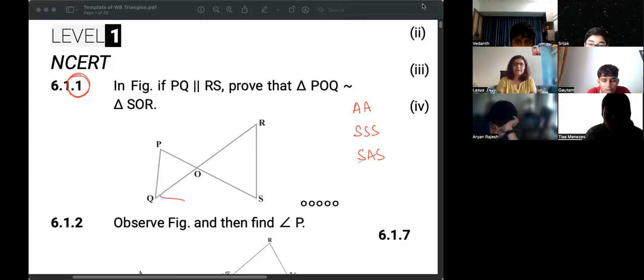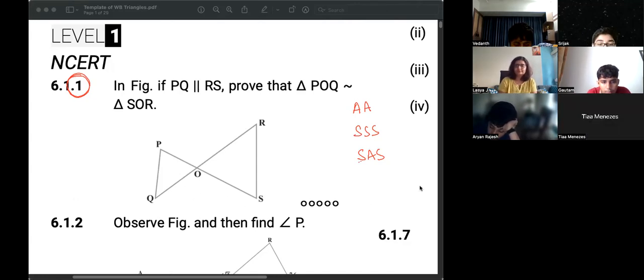No, not the criterion, Vedant. I meant if you are using SAS, that stands for side angle side, right? So mention which sides are proportional along with the reason, and which angle is equal along with the reason. That's what I meant. Do not take so much time. If you already got it and you're just writing it, fine. But if you still have not gotten the idea, let me know and I'll discuss it.